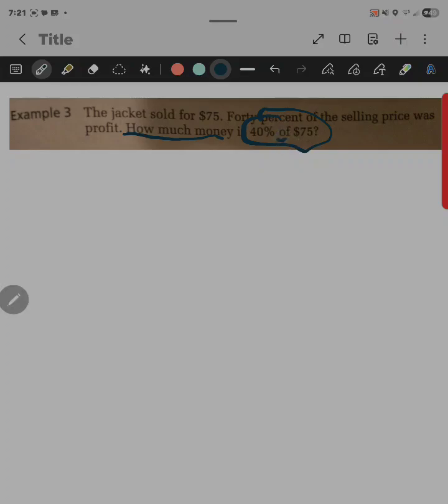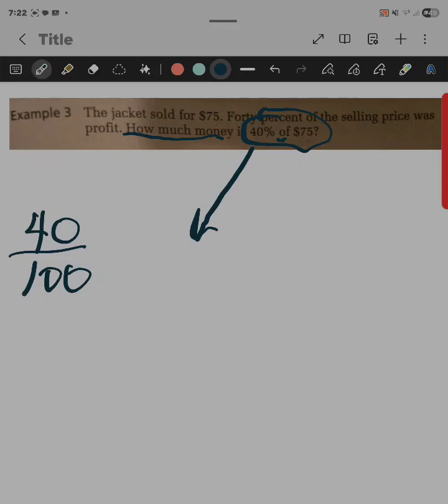40% of $75. Well, in order to find 40% of a dollar amount, we have to take this 40% and convert it into a decimal. Well, how do we convert 40% into a decimal? You might have learned from Miss Katura that we take 40 and we put it over 100, right? Because that's how we convert percent into a decimal. So 40 divided by 100 is actually 0.40.